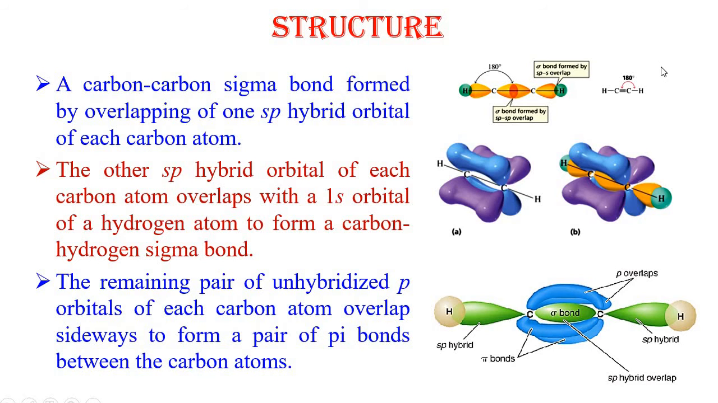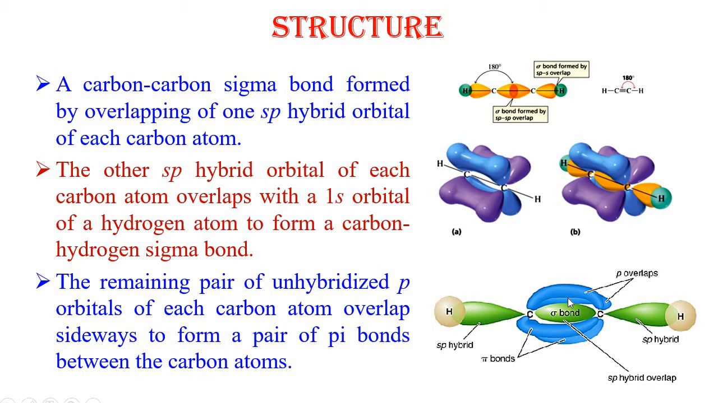The structure of an alkyne is linear and the bond angle is 180 degrees. In this structure, here we show carbon and hydrogen. This is the simplest alkyne, that is acetylene, in which a carbon-hydrogen sigma bond is present, which is formed by overlapping of hybridized orbitals. Similarly, a carbon-carbon sigma bond is present, which is also formed by overlapping of sp hybridized orbitals.